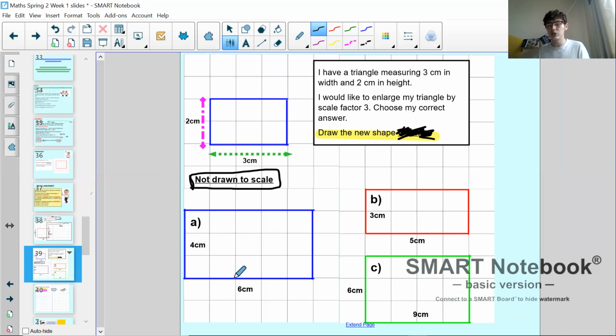So what I'd like you to do is just read the measurements down here and on the sides, and then you can work out whether it has been enlarged by the right amount, okay? So you just need to look at the measurements here. If I could have drawn them out into the right sizes in the squares, then I would have, okay? So it's not drawn to scale. So I would like to enlarge my triangle by scale factor 3. Choose my correct answer. Okay, so pause the screen here and then have a go at this, and then I will come back to you and I'll tell you the right answer, okay?